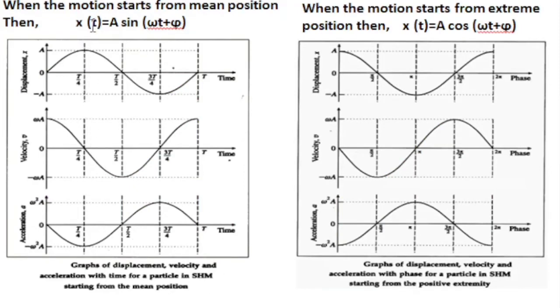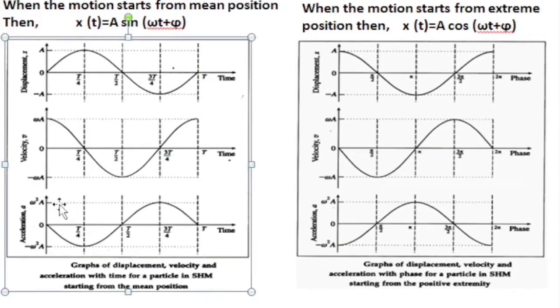Now these are graphs for displacement, velocity and acceleration. When the motion starts from mean position, in that case you have to use a sine (omega t plus phi). Right now, use this equation x(t) equal to a sine omega t. It means the motion starts from mean position. So at mean position, time is 0 and x is also 0, right? So body starts from this mean position. At that time x is 0, and then it completes one rotation like this one in time period capital T.